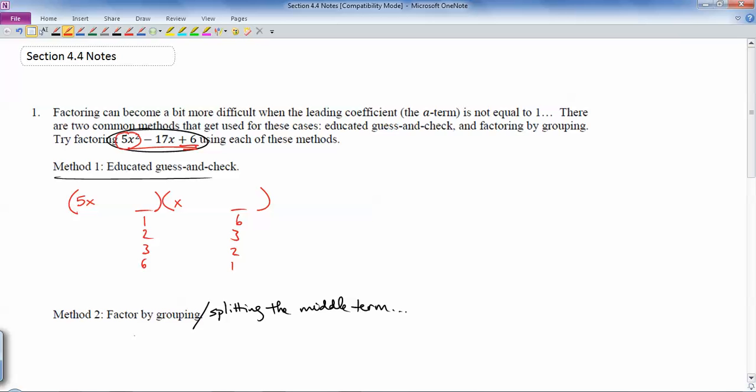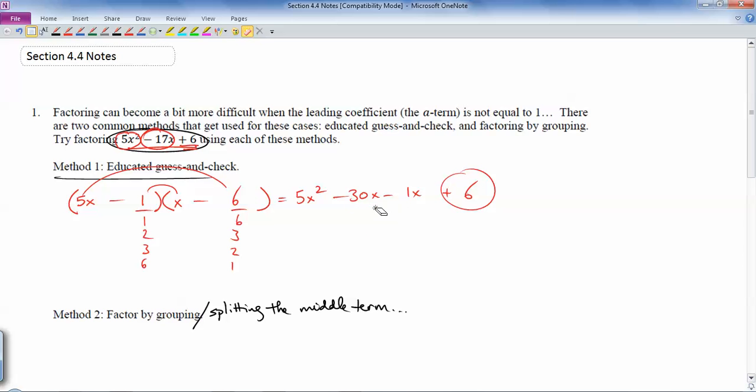So if you start playing around, really you're just doing trial and error, guessing and checking here. If I tried something like 1 and 6, and if I just did plus and plus, then the issue is when I FOIL this out, I would get the 5x squared, which I want. Down at the end, I'd get the 6, which is what I want. But in the middle, I'd end up with plus 30x plus 1x, which is not going to give me the negative 17x I'm looking for. So positive 1 and positive 6 are out. And if I did negative and negative, I still get the plus 6, but in the middle, I'd end up with negative 31x.